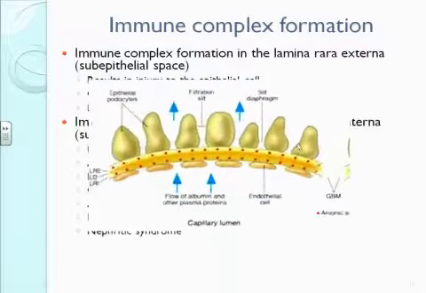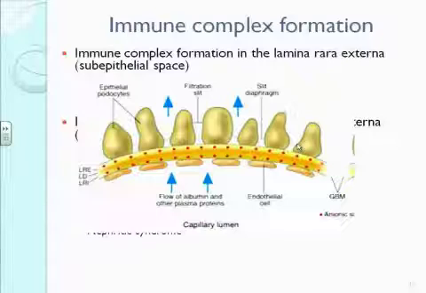This is a nice picture trying to show you the three different layers. Okay? The lamina rara interna is the first layer, and that's been activated and punches holes in nephritic syndrome. Yes?